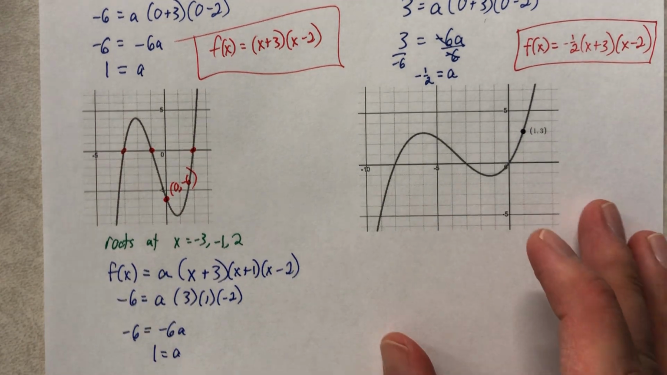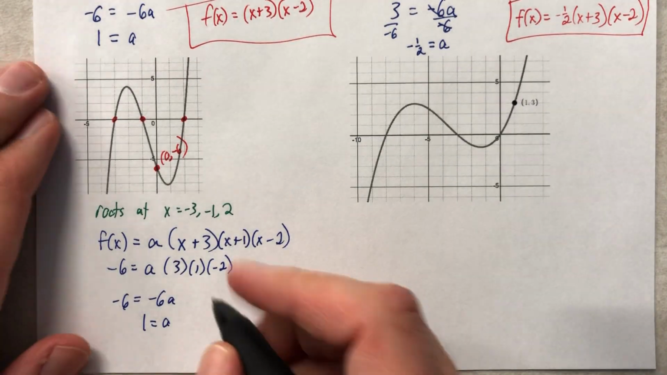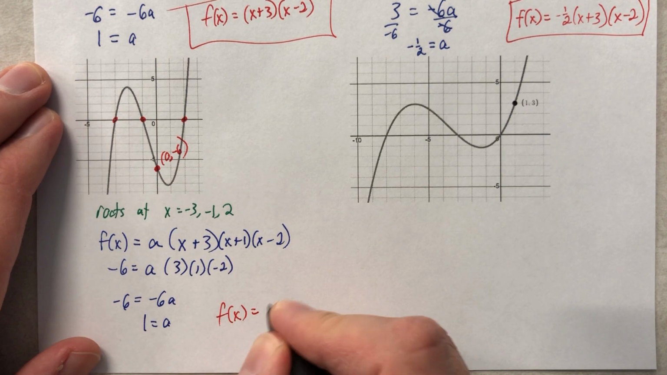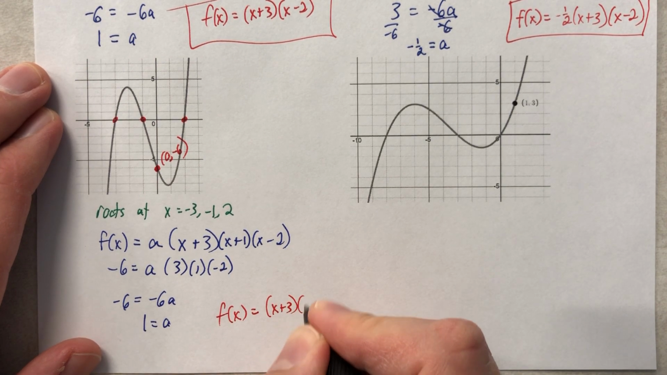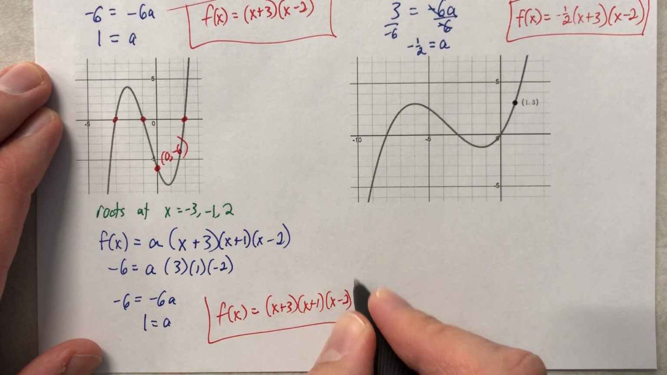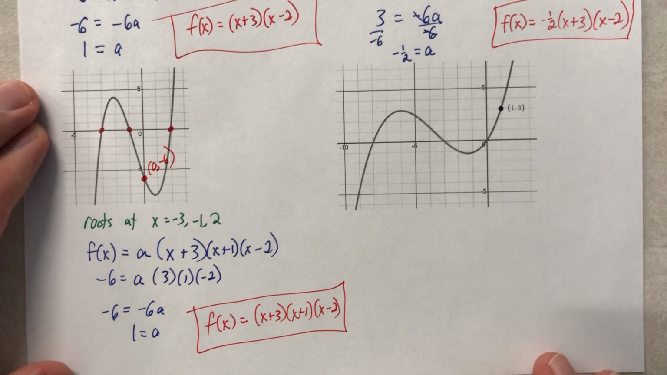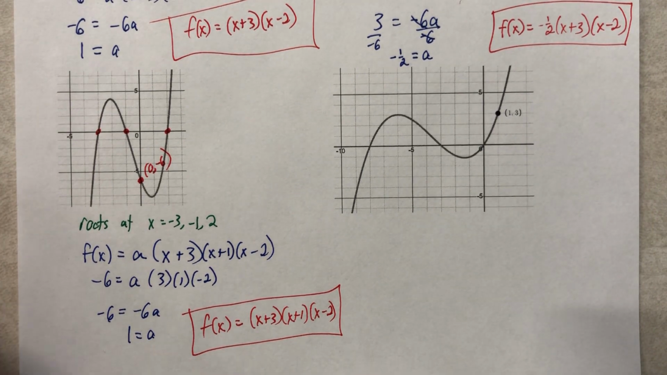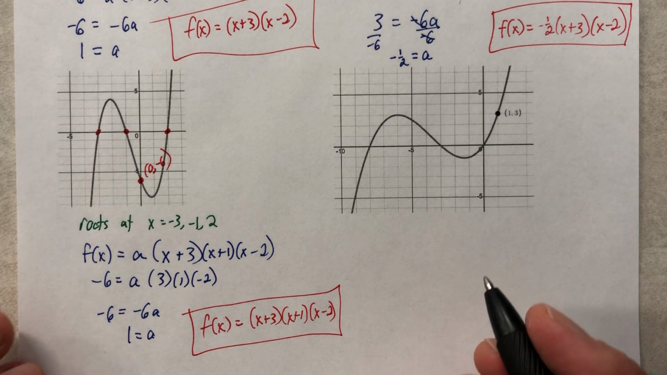My final answer is f of x equals 1 times x plus 3... Yes, it's what I wrote the first time, but we didn't know for sure that that was a 1, and now we do. All right, moving along, going even faster. Slow the video down if you need to. You have that luxury now.